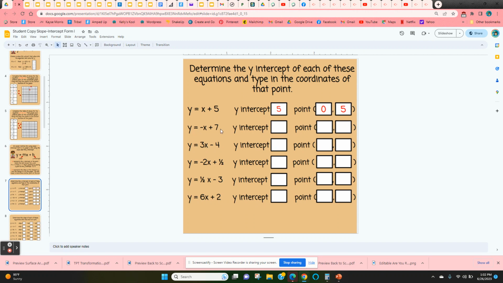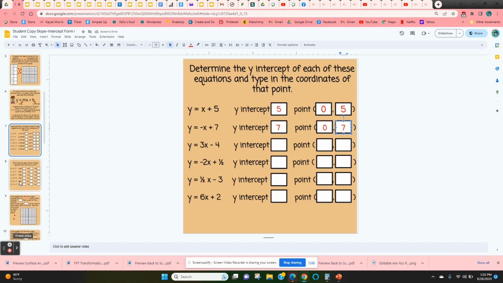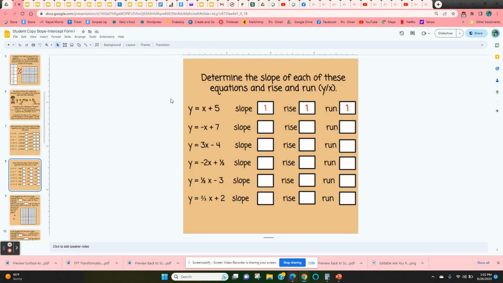The next one, the y-intercept would be 7, so they type in 7. The y-intercept would be (0, 7). That just gives them some practice finding the y-intercept. On the next slide, they're going to be looking for the slope. The slope would be that number multiplied by the x. The first one is done for them. The slope on this one would be negative 1.